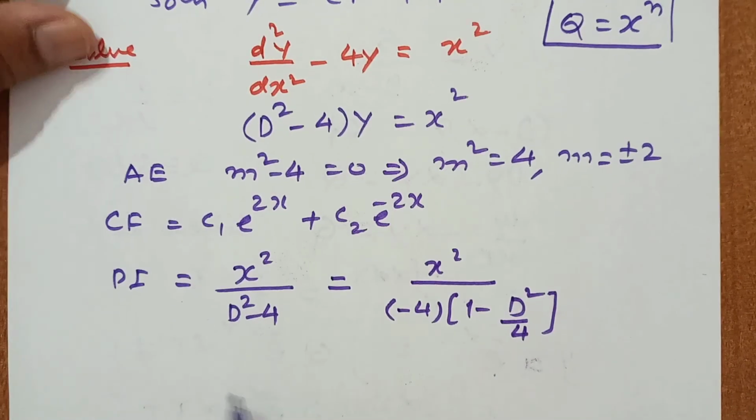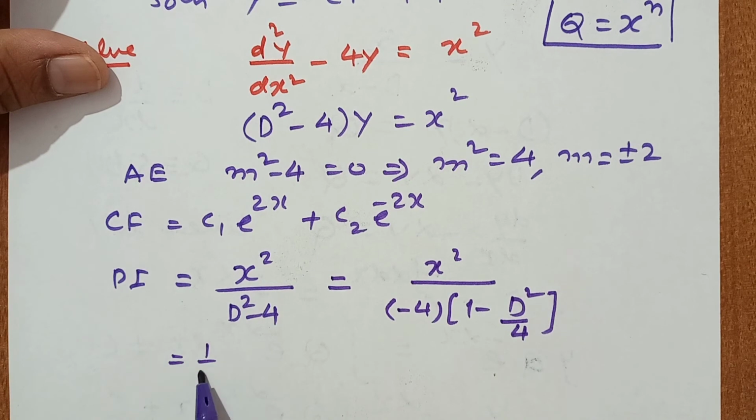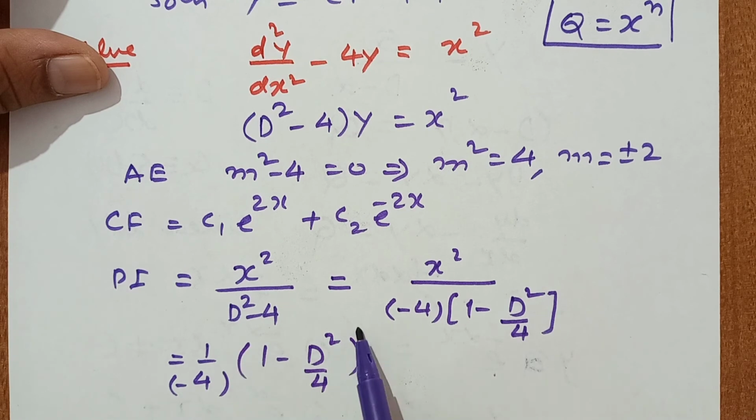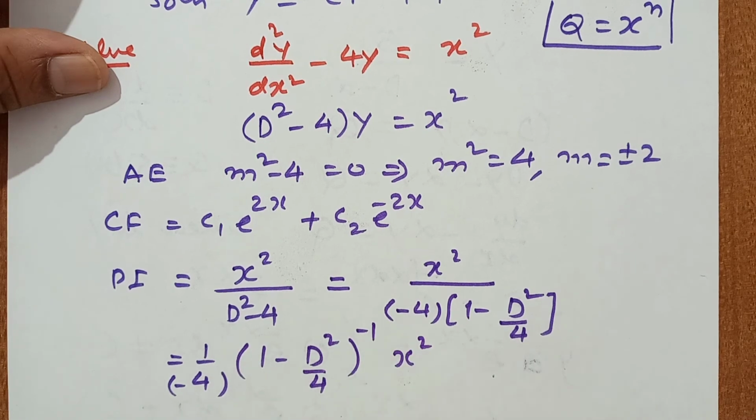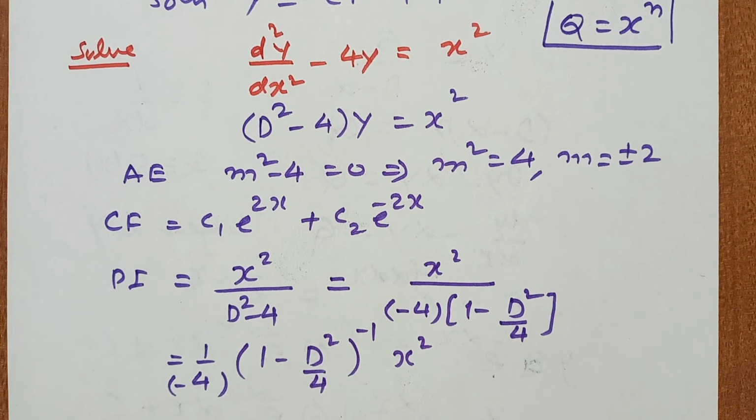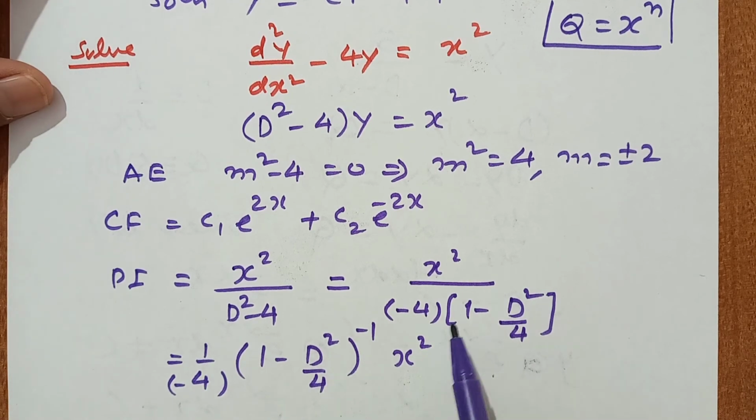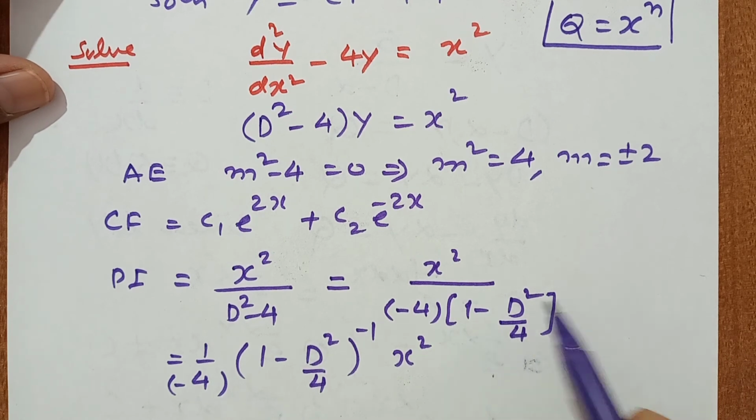So now this is 1 upon minus 4, 1 minus d square upon 4, here minus 1 x square. So first you solve the denominator, okay, and our aim is to calculate either 1 minus d, 1 plus d, or 1 minus function of d, and then this will be in the numerator, so power minus 1.